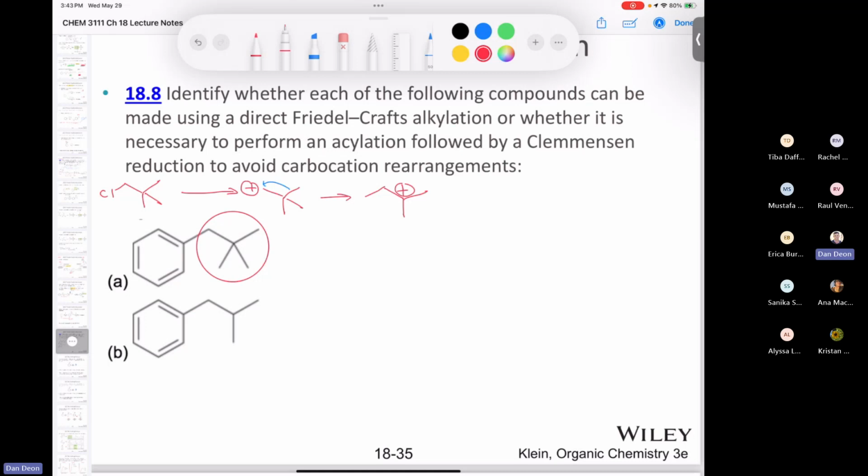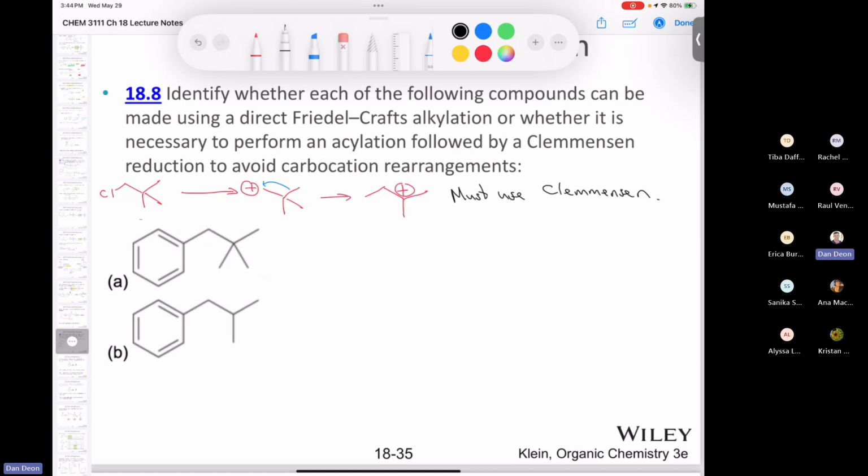So what does that mean? It means that we have to use the Clemmensen. So we'll write here, must use Clemmensen, the Clemmensen reduction. So we're going to do an acylation followed by the Clemmensen reduction. So what's that going to look like? Well, it's going to look like this.